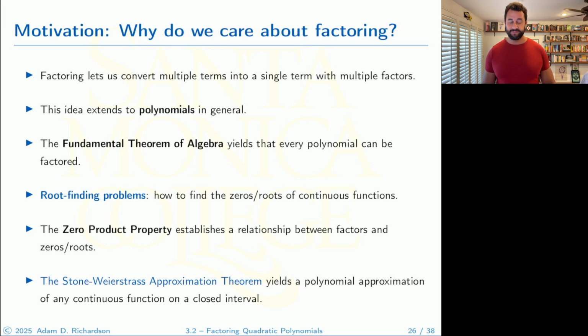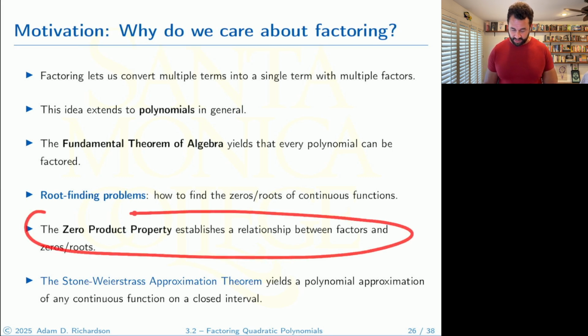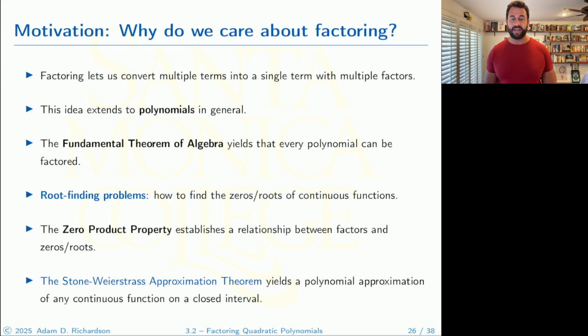Okay, so why do we care about factoring? Here's the big picture. For one, the Fundamental Theorem of Algebra says every polynomial can be factored into factors. The zero product property establishes a relationship between factors and zeros. Root finding problems are common in science. We basically come up with a problem that we can describe in terms of finding the zeros of a function. The Weierstrass Approximation Theorem says, hey, as long as your function is continuous on a closed interval, we can find a polynomial that approximates it as close as you want.